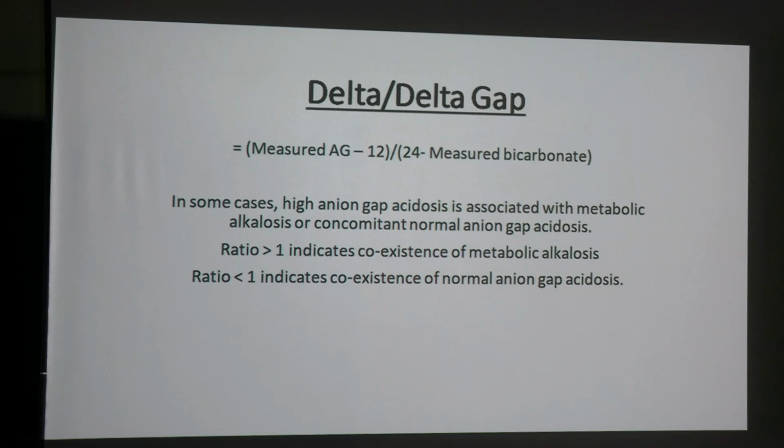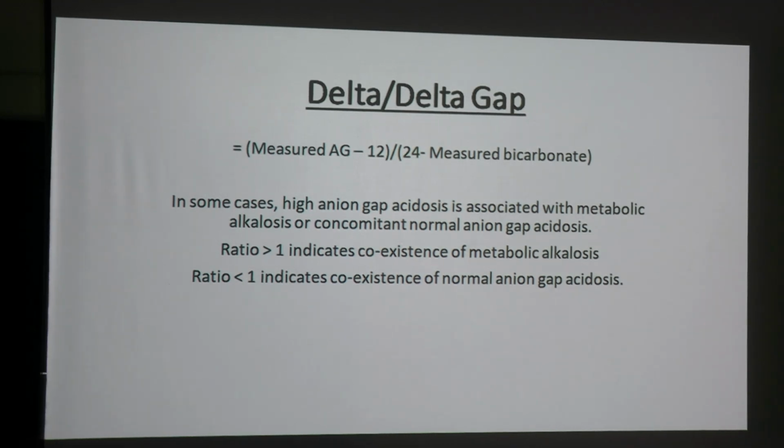Now there is another thing that is called delta-delta gap or gap-gap. So delta-delta gap, what is that? Measured anion gap minus 12 divided by 24 minus measured bicarbonate. And what is its significance? In some cases, high anion gap metabolic acidosis is associated with metabolic alkalosis or maybe some normal anion gap acidosis.